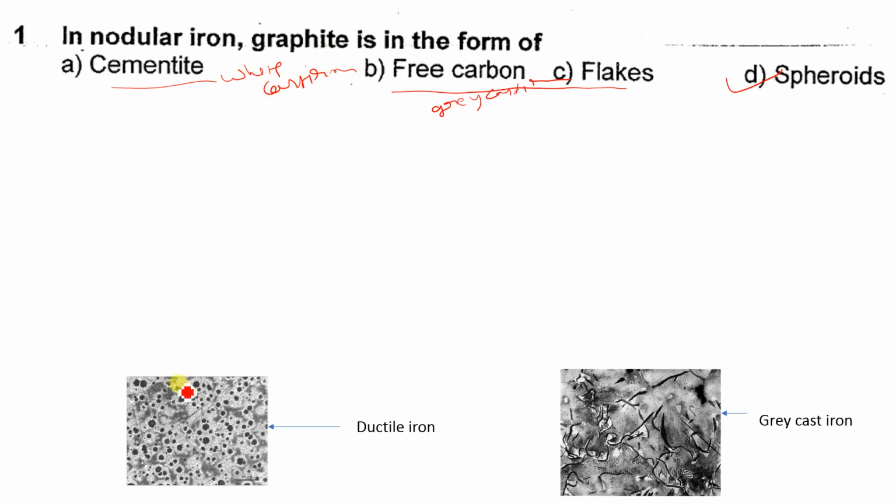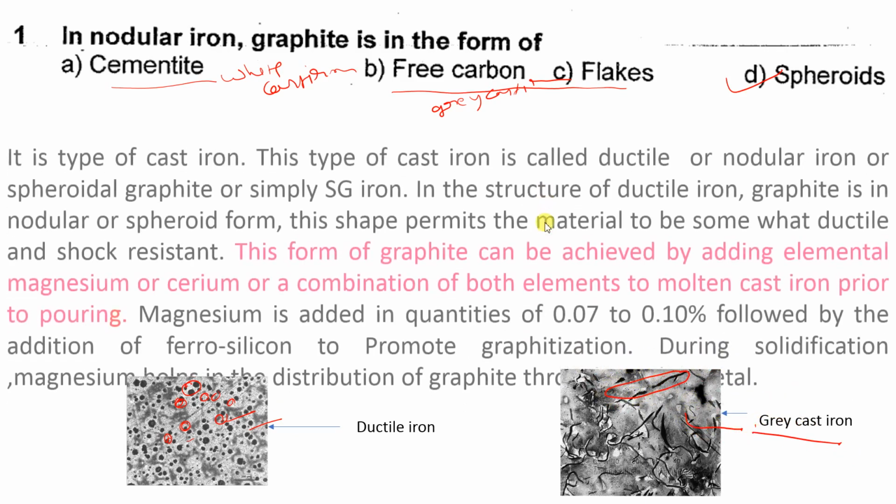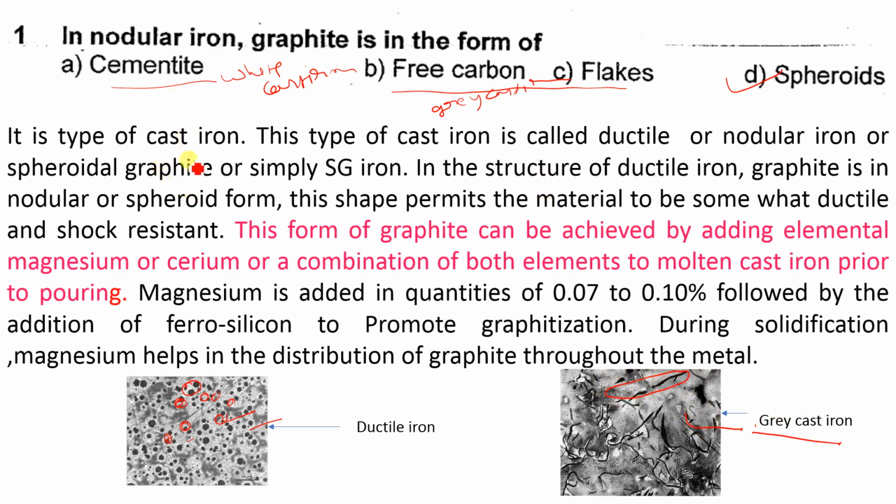And you can see the microstructure of ductile iron, where rounded types are seen. In this case you can see a lining type structure. This is flakes and it is associated with grey cast iron. Simply, ductile iron is a cast iron. This type of cast iron is called ductile or nodular iron or spheroidal graphite, or simply SG iron.